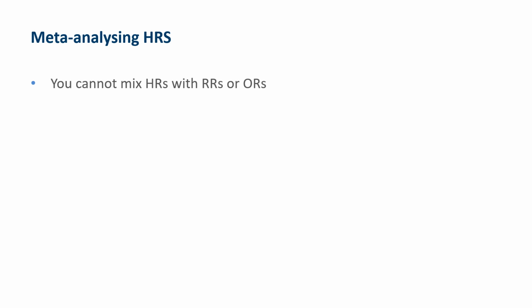Now, one thing to say before we finish, though, is that when you're doing a meta-analysis, and some studies have hazard ratios for an outcome, and others have risk ratios or odds ratios, you can't mix them up. You certainly can't put risk ratios with odds ratios, and equally you can't put hazard ratios with either of those either. So you have to do a separate analysis for the studies looking at hazard ratios, and you can't convert them either. It's very difficult to do that.